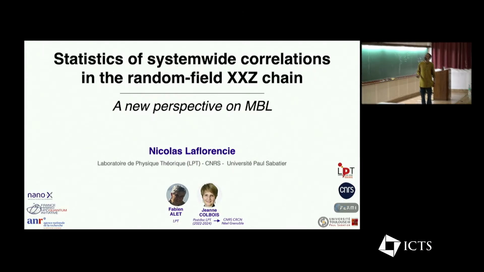Okay, so this is the title of my talk. It is a bit of a follow-up after Fabien's talk on Monday about basically the same model. We will revisit many-body localization using simple objects, which are these spin correlation functions. This is joint work with Fabien, of course, and also Jeanne Colbois, who did her postdoc with us in Toulouse in the past 2 years, and now she has a permanent position at CNRS in Grenoble.